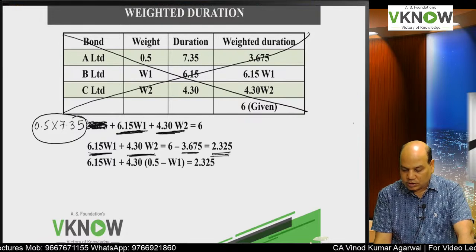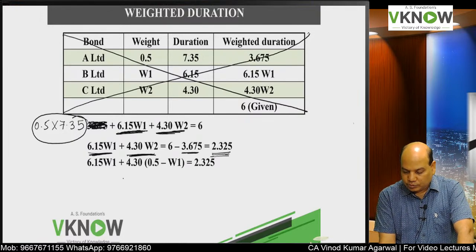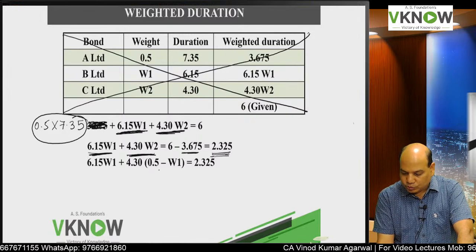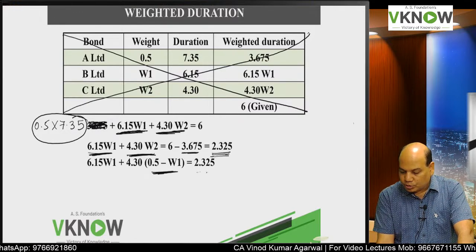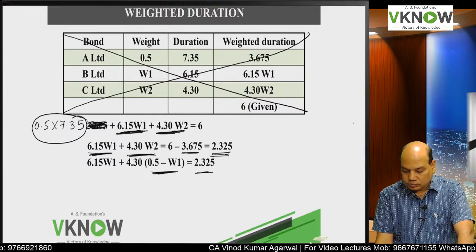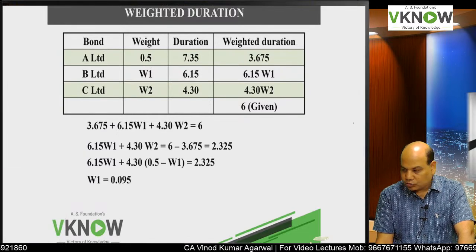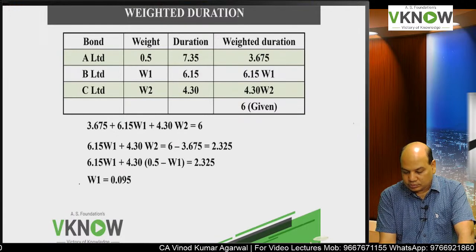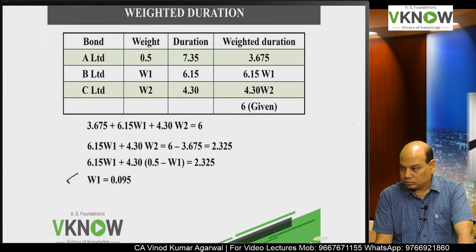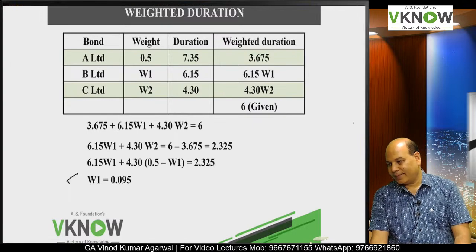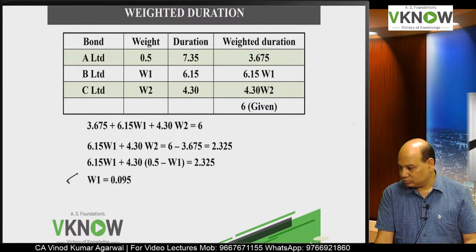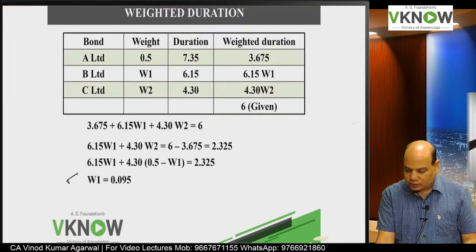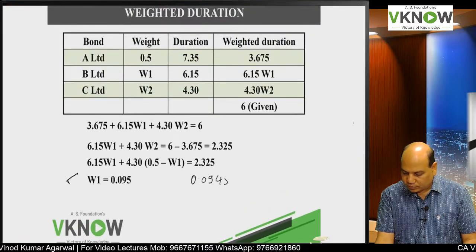Okay, now I will again simplify it for you. 6.15 W1 plus 4.30 into bracket 0.5 minus W1, this we have discussed, is 2.325. Further simplify and solve. Anybody who can confirm? Is it right? Weight of first security, weight of B is 0.095, is it right? Yes, very good. 0.0945 is also okay. This is also okay.